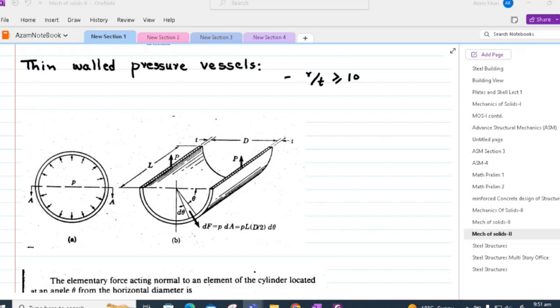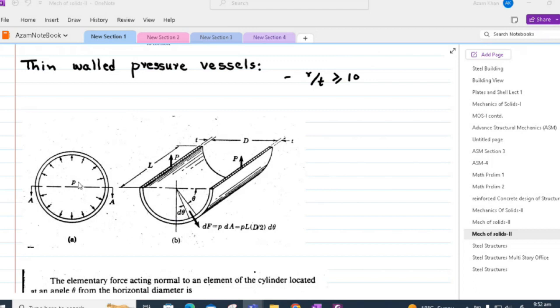A cylindrical tank carrying gas or fluid under a pressure small p is considered to be subjected to tensile forces that resist the bursting forces developed across the longitudinal and the transverse sections. Now we know that the fluid exerts pressure in all directions. Hence, we have a bursting force developed across the transverse and longitudinal sections.